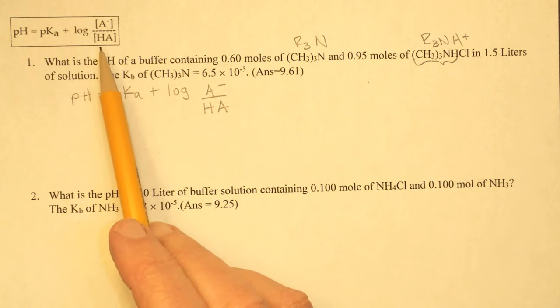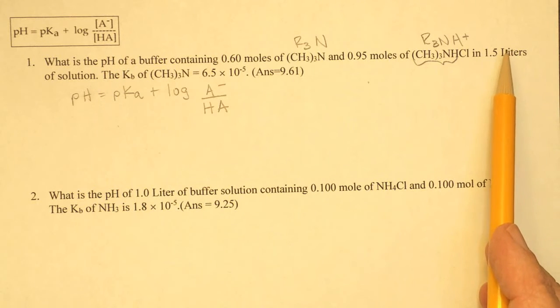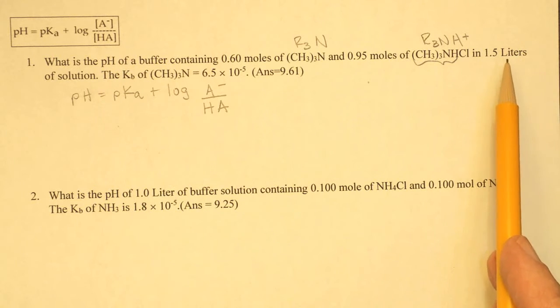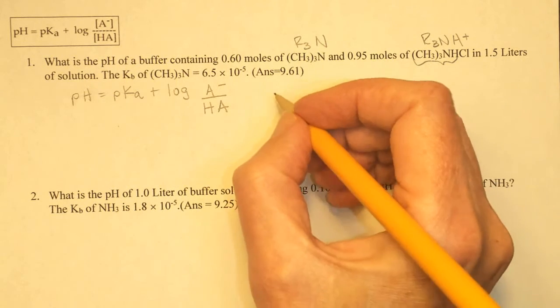The beauty of this equation here is we just need a ratio, so we don't need to worry about the molarity because the ratio of molarities will be the same as the ratio of the moles, which simplifies life for us. We need Ka instead of Kb.